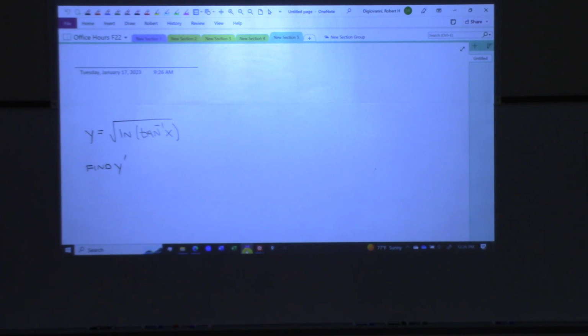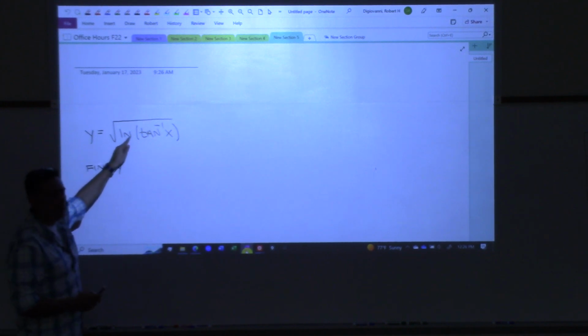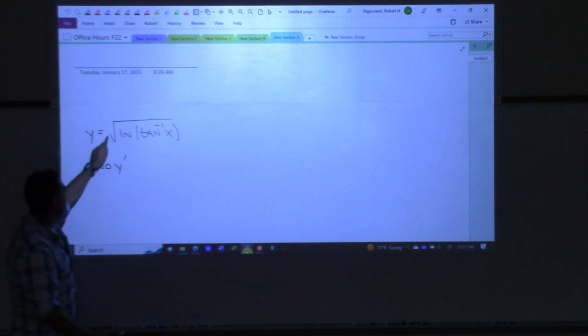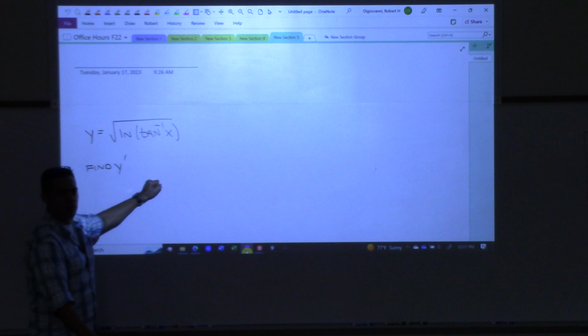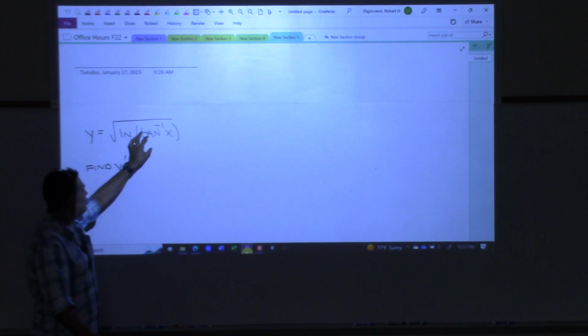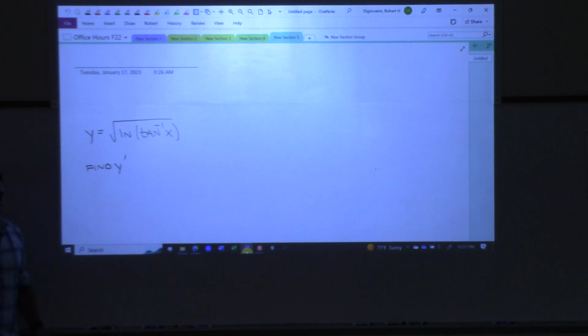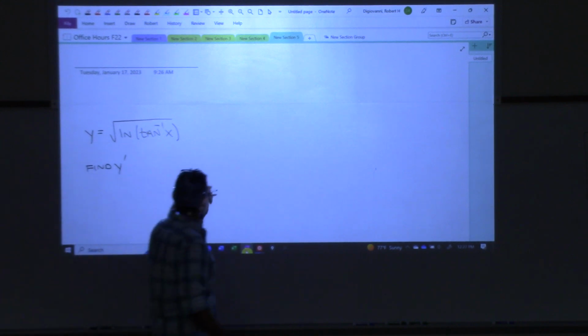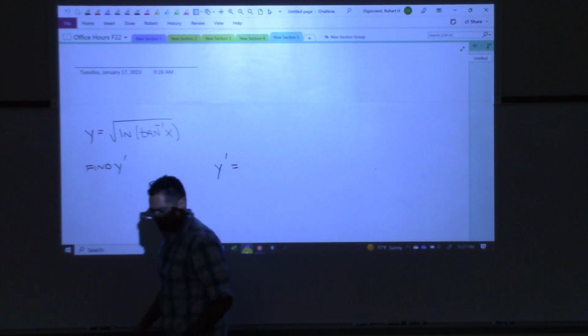There are 3 functions that are being composed here. You have an outer function, square root of something, right? Inside of that, natural log of something, right? Inside of the natural log, tangent inverse of x. So that's 3 functions being composed. When we take a derivative of a composition, you always start with the outer function first. So I'm going to start with the square root.